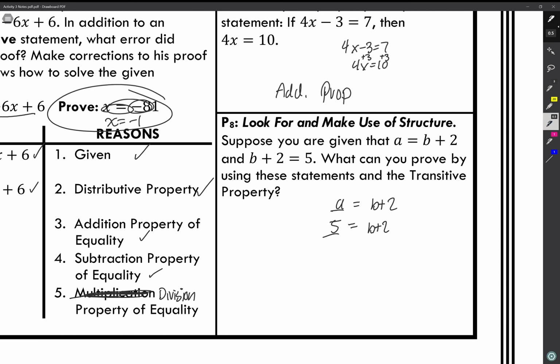So if I know that both of those are equal to B plus 2, then it's just logical to say that A is equal to 5. And that's by the transitive property. The transitive property tells me if two things are equal to the same thing, then they're equal to each other. So our answer for this one is A is equal to 5.